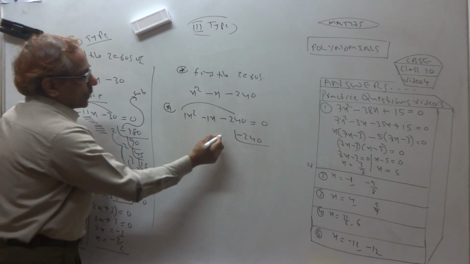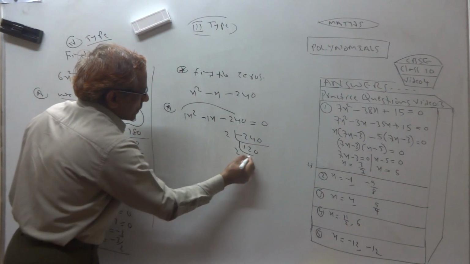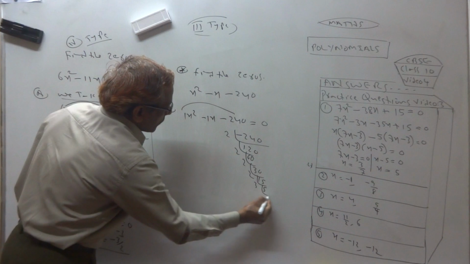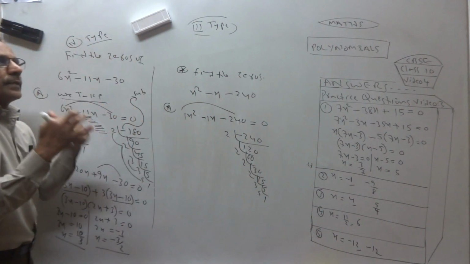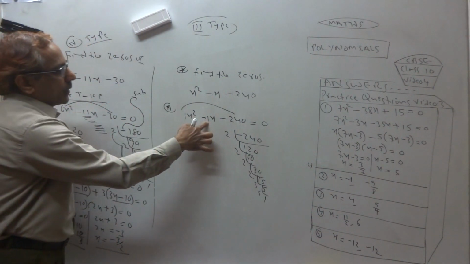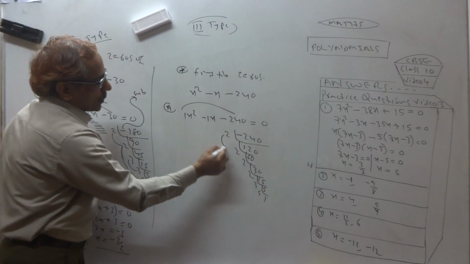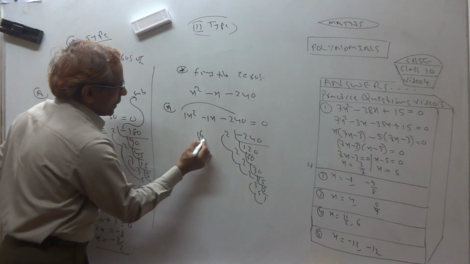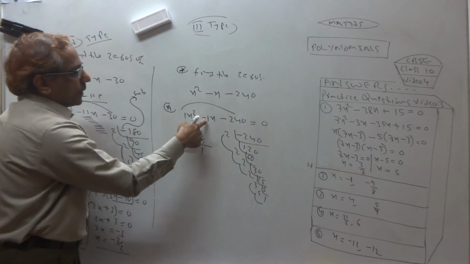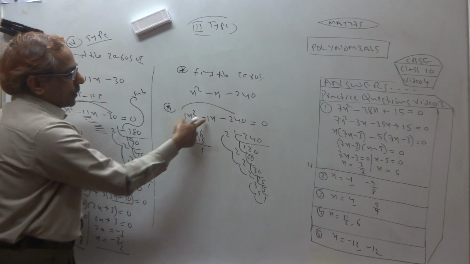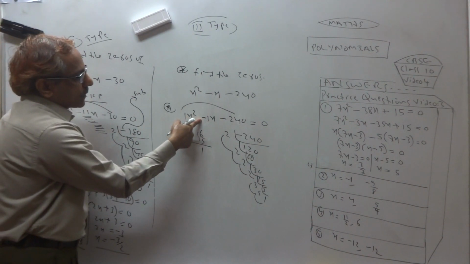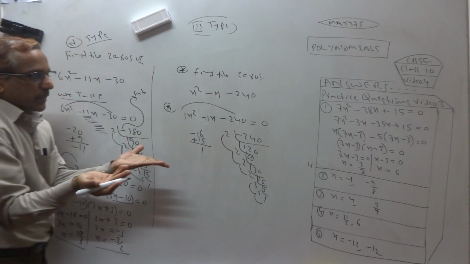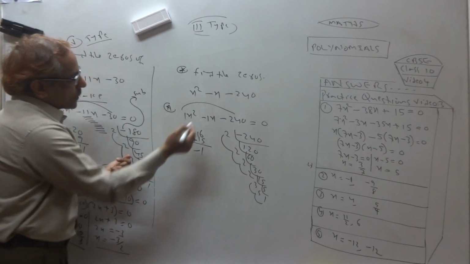2 120s, 2 60s, 2 30s, 2 15s, 3 5s are 15, 5 1s are 5. Finished? Now if I subtract, what I should get? 1. 2 2s are 4, 2 4s are 8, 2 8s are 16, 3 5s are 15, 15 1s are 15. 16 minus 15, 1. But center is minus. So I should take big number minus small number. Correct? Minus 16 plus 15 minus 1.